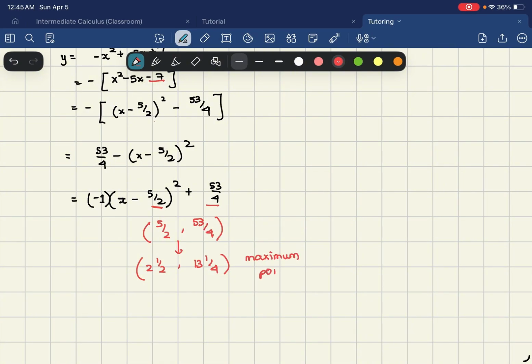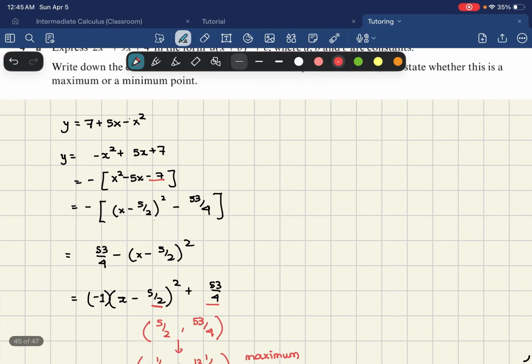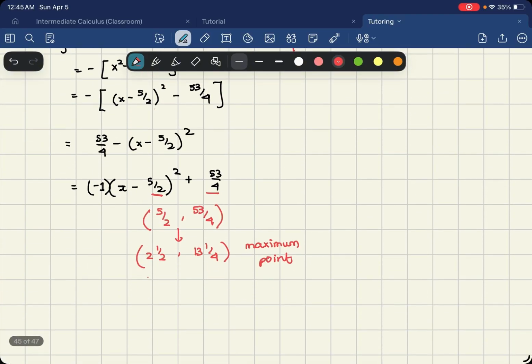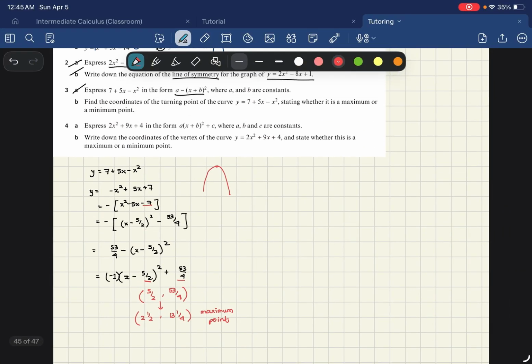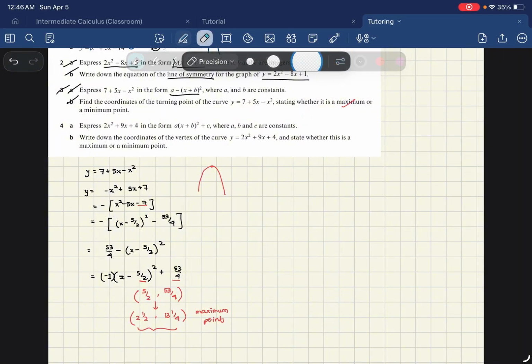And how do I know that it's a maximum point? Well, if you look at the coefficient of x squared, it's negative. And negative means it's concave down. And concave down means it has a maximum point. And the vertex just gives you the maximum point. All right. So we found the coordinates, and it's a maximum point. All right. So we are done with part 3. Moving on to part 4.